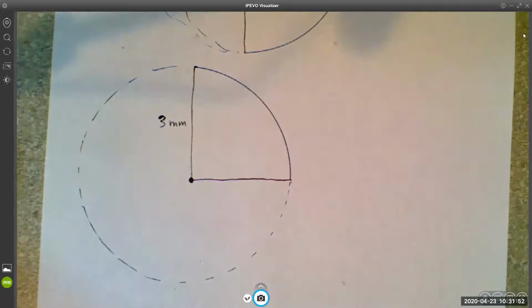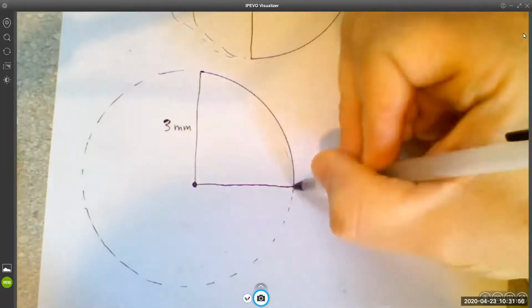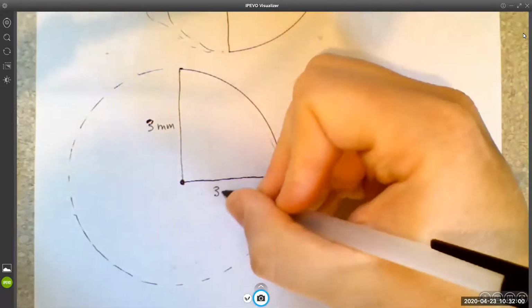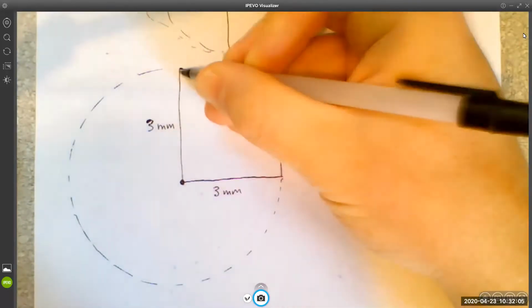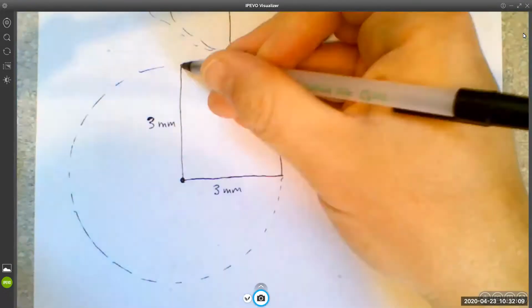Okay, so here's my solution. If I know that this is a quarter of a circle, well, first of all, like I said, this is 3 millimeters, this is 3 millimeters then. This is the radius of the circle, right? It's the radius of the circle, because it's going from the center of the circle to the edge of the circle.